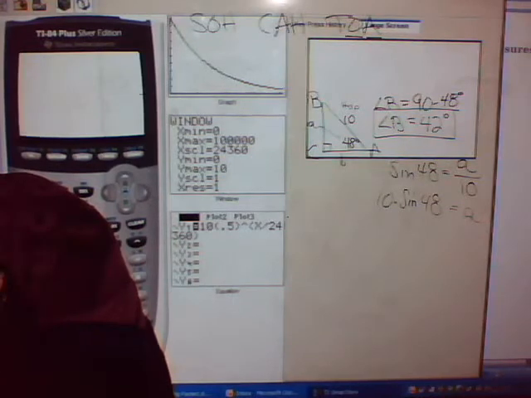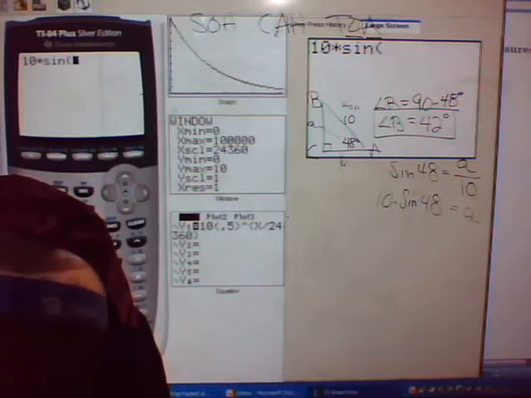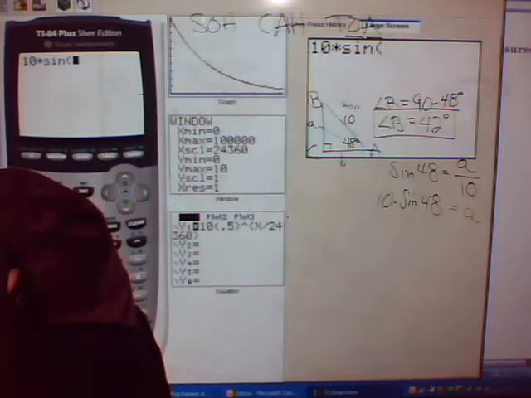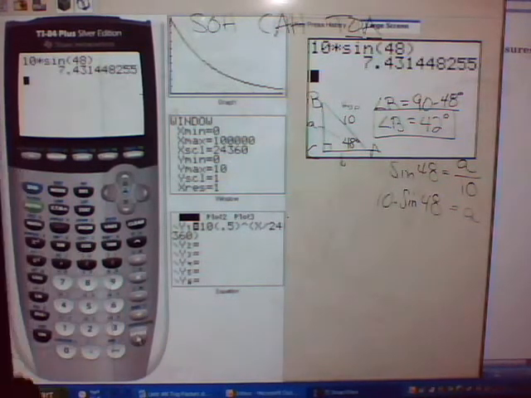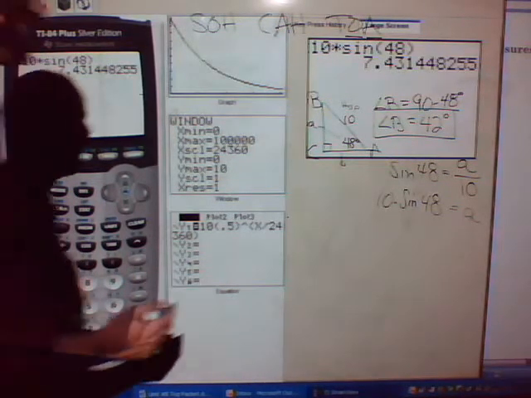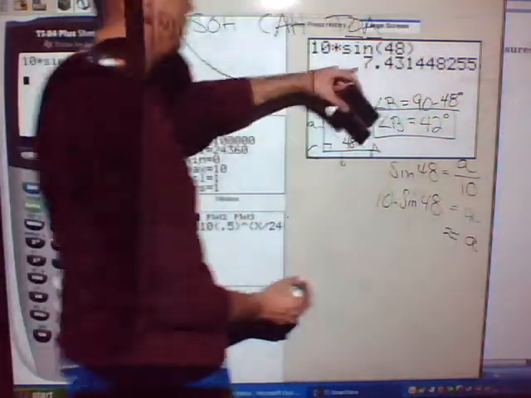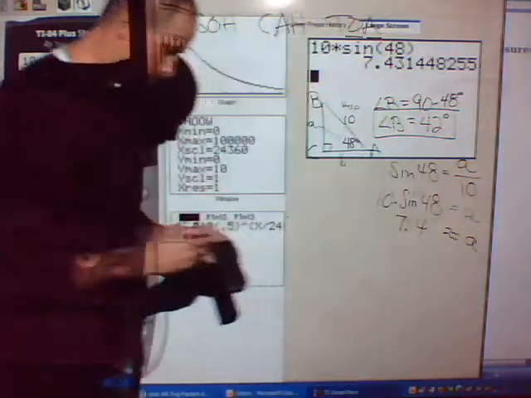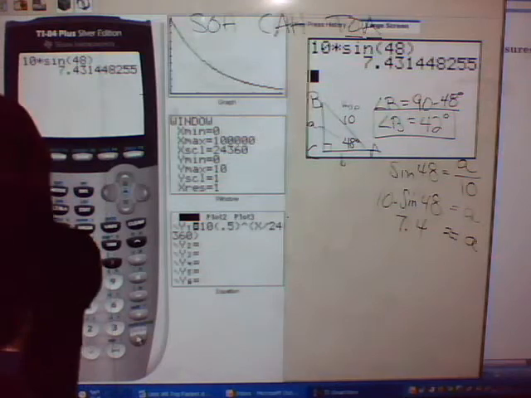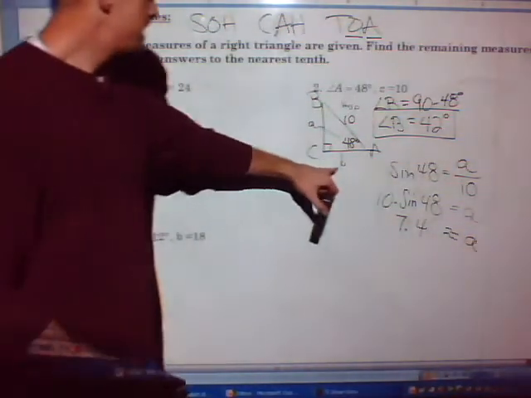So here we need to do 10 times the sine of 48 degrees. Hit enter. So in this case, side A is approximately equal to 7.4. Okay? So that's 7.4. Now, we need to find side B.